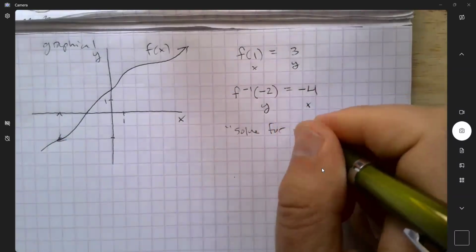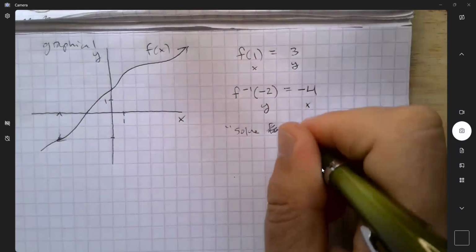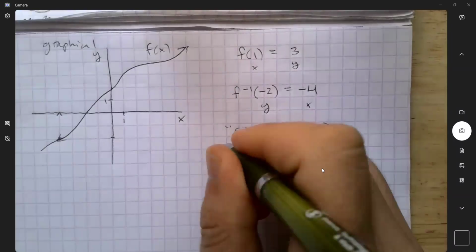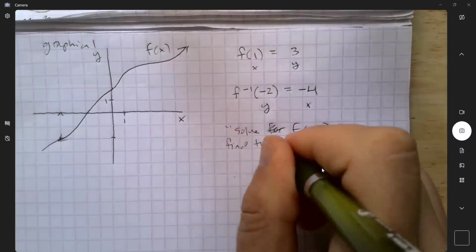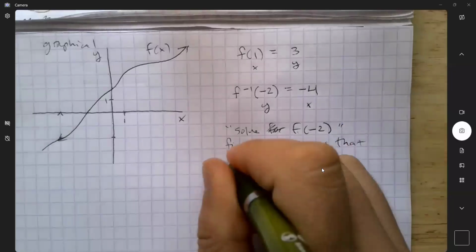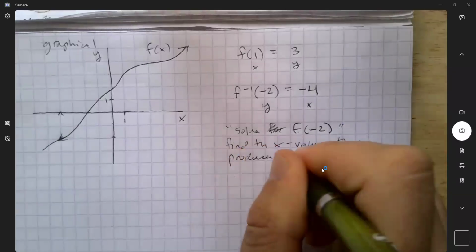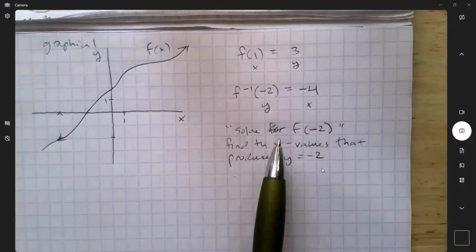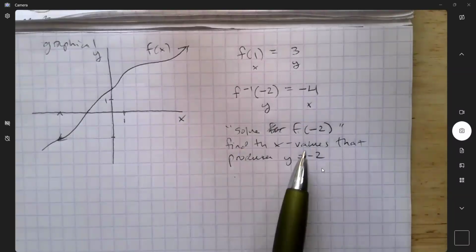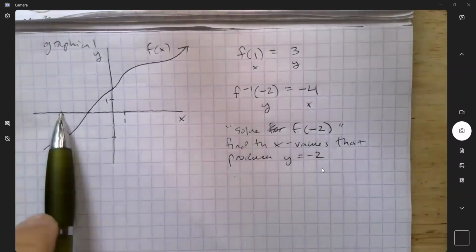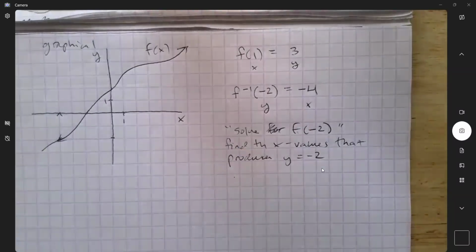All right, you said solve f of x equals -2. You found the x values that produce y equals -2. In a very real sense, using an inverse function is just solving for the inputs. If I know the output is -2, now I want to know what the input is.